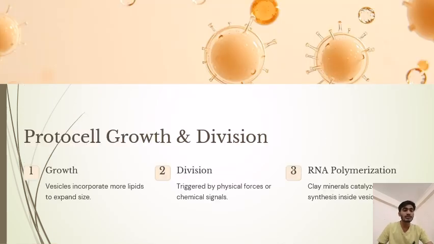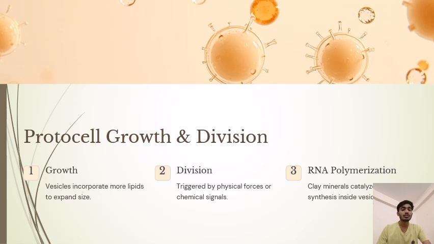Protocell growth and division. Protocell growth and division are essential processes for understanding the emergence and evolution of cellular life. Protocell growth involves the increase in size and complexity of protocells, potentially through membrane expansion, incorporation of new membrane components, replication of genetic material, and an increase in metabolic processes.